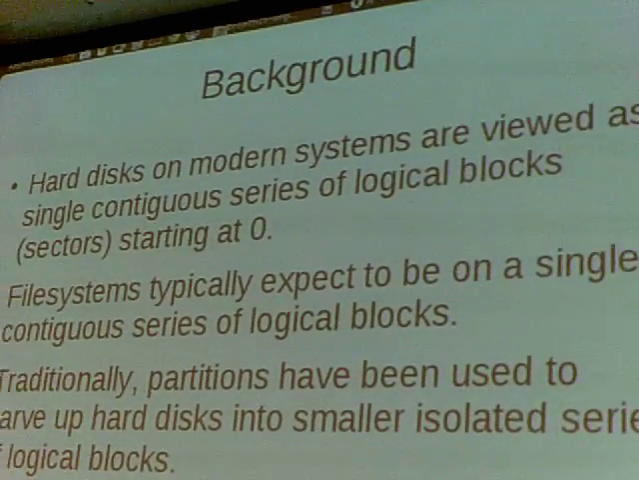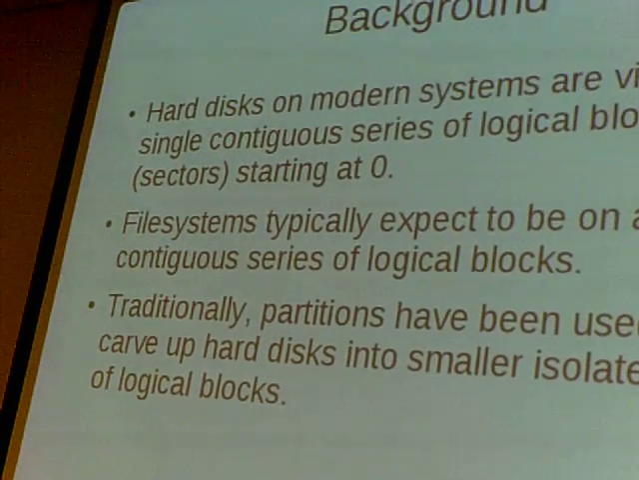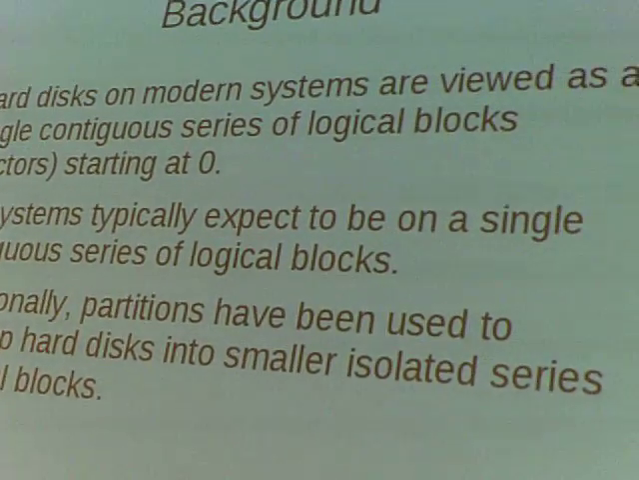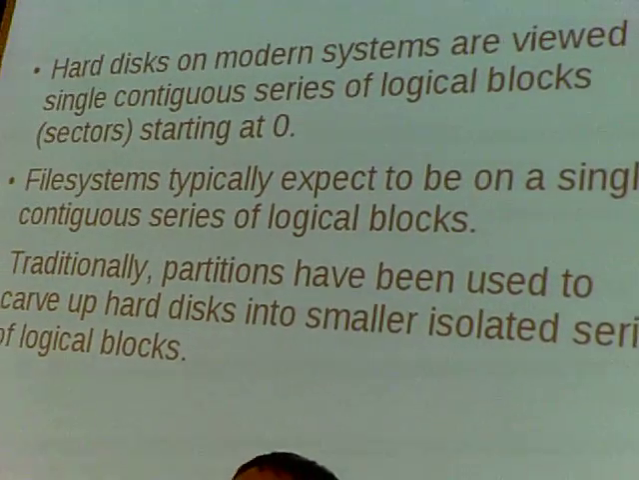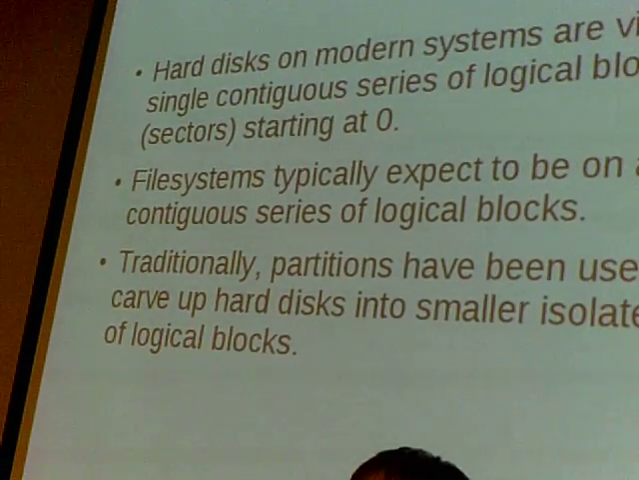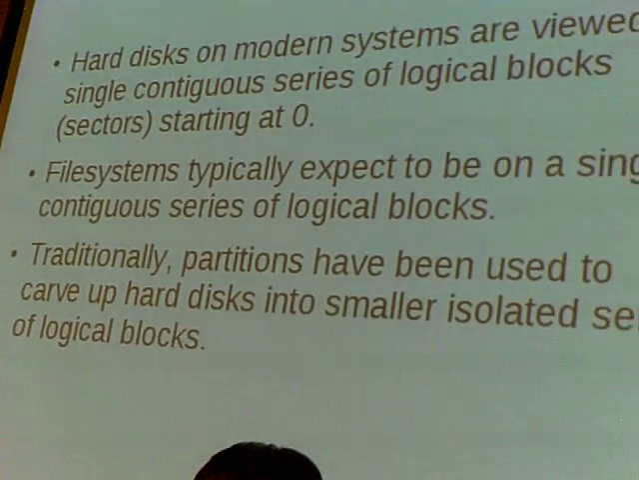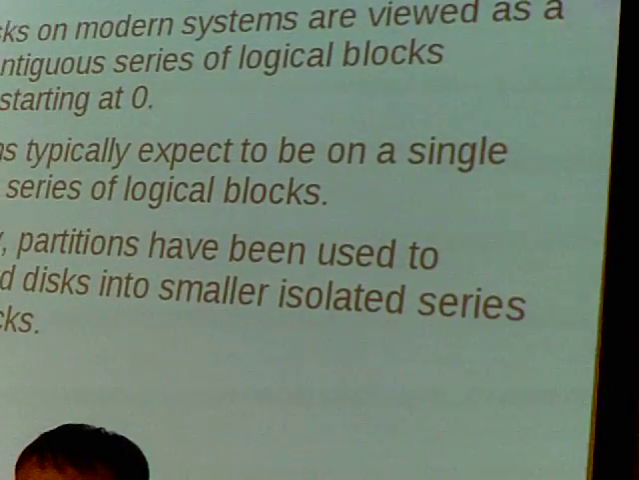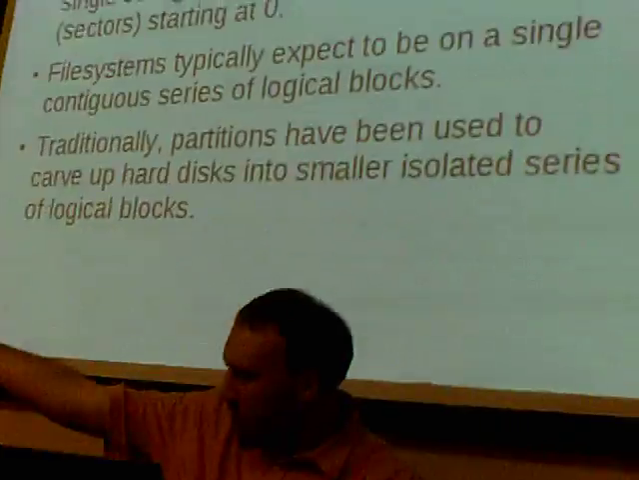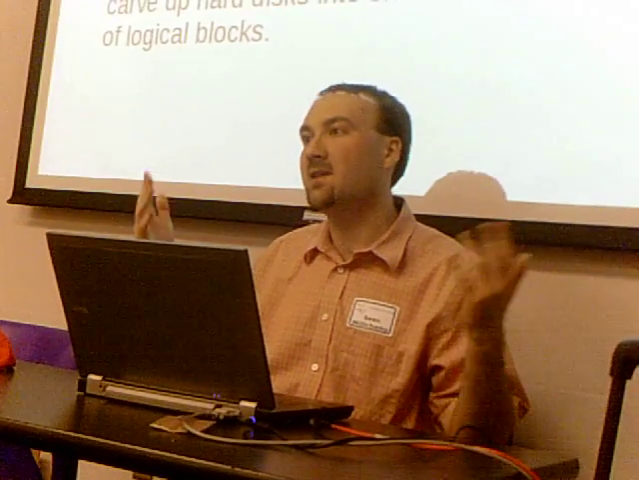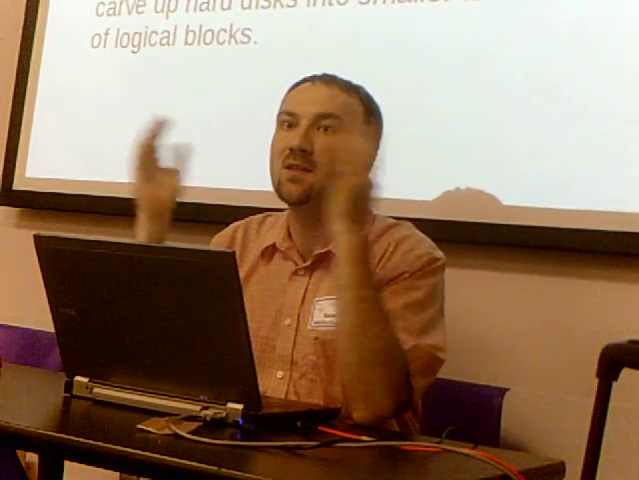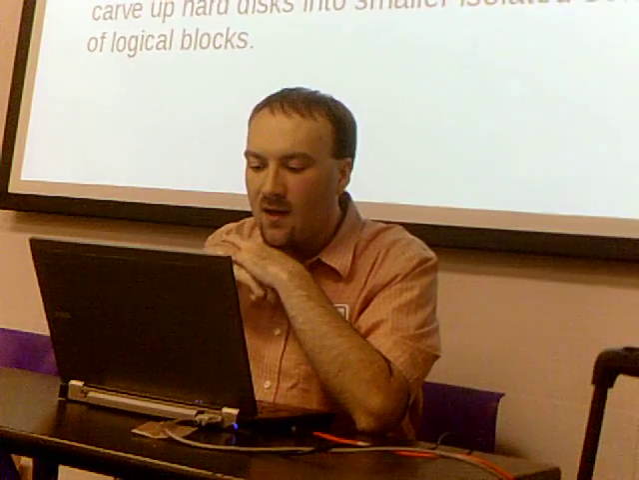So the background. Hard disks on modern systems are viewed by the operating system as a single contiguous series of logical blocks, or sectors, starting at 0. Sectors are either 512 bytes or 4K on the newer drives typically, but as far as addressing goes, you start at 0 and you just seek into the device wherever you need to be. The file systems typically expect to be on a single contiguous series of logical blocks, because that's what hard drives have always been designed to represent.